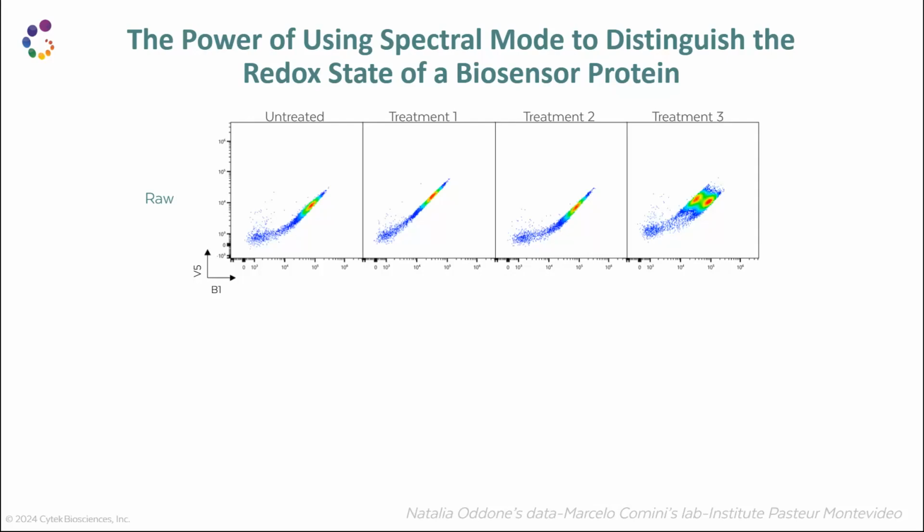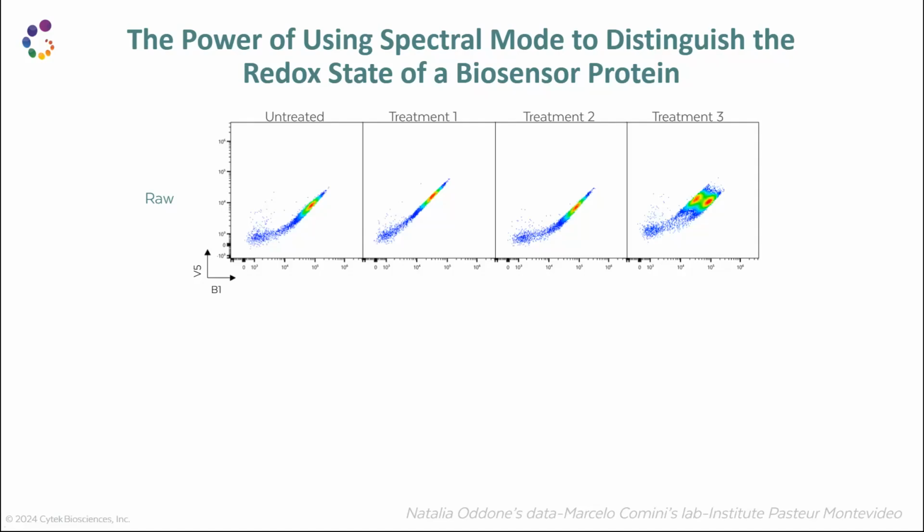What we are seeing, and I want you to focus on treatment 3, because all the other treatments are basically controls of oxidation and reduction. But in treatment 3, this customer expected to have both forms, oxidized and reduced. If you use conventional or if you use just the raw data, it is going to be so difficult to distinguish them and separate them.